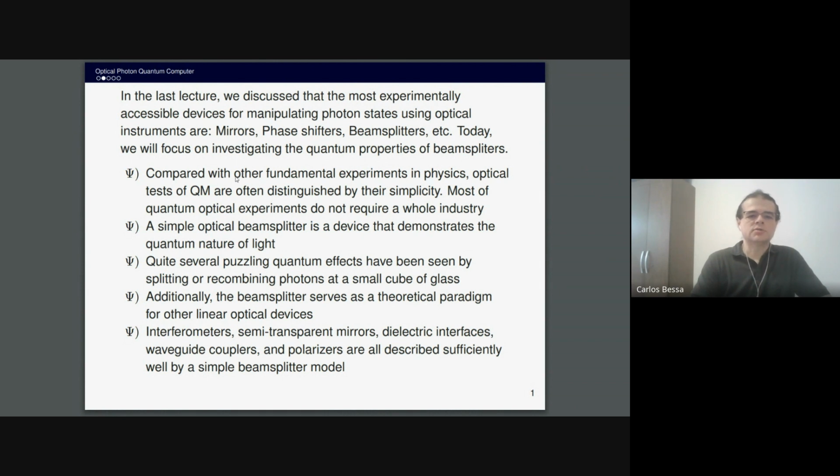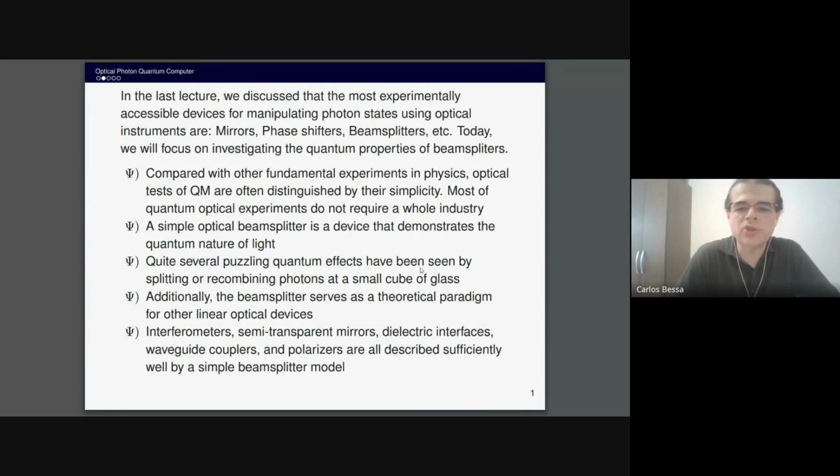Compared with other fundamental experiments in physics, optical tests of quantum mechanics are often distinguished by their simplicity, because most quantum optical experiments do not require a big industry, right? Just a few people and a tabletop experiment, and you can do a lot of things. And a simple optical beam splitter is a device that demonstrates the quantum nature of light.